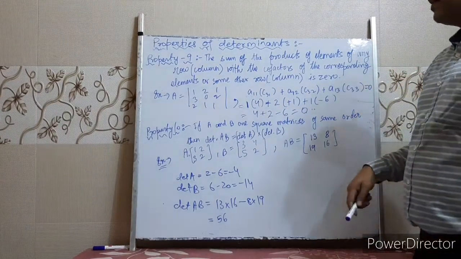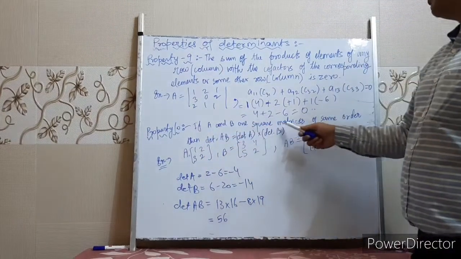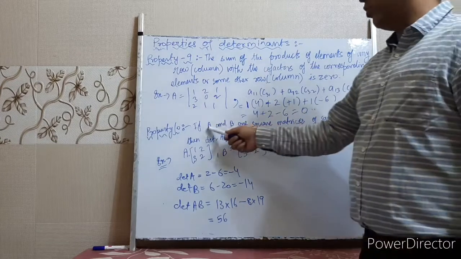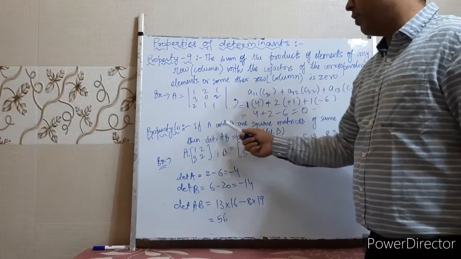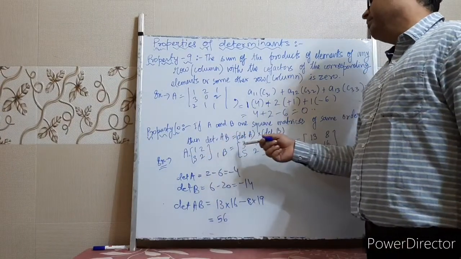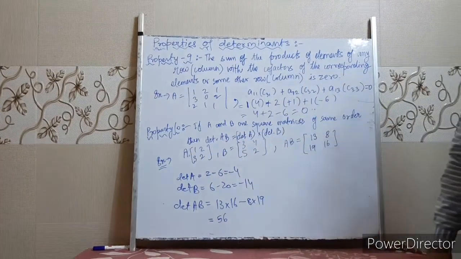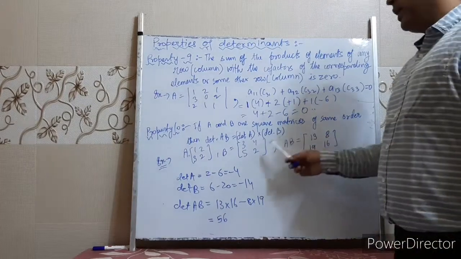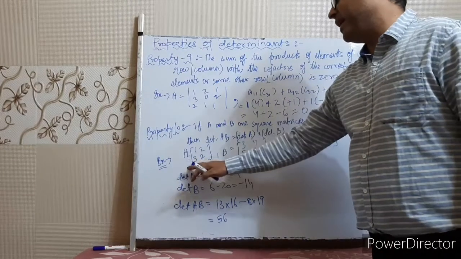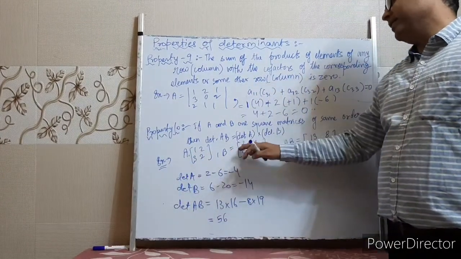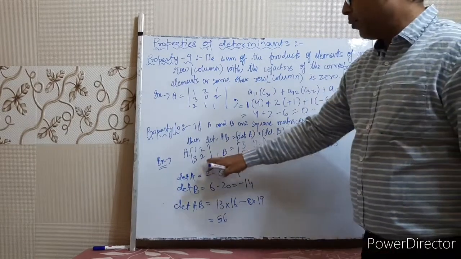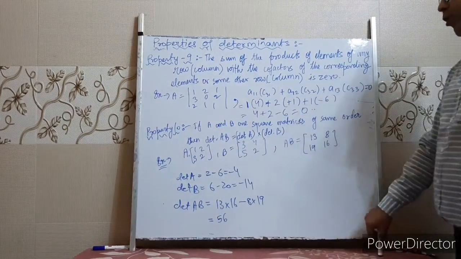Next property states that if A and B are square matrices of the same order, that means if A is order 2, then B will be order 2. If A is order 3, then B will be of order 3. Then it states that the determinant of AB will be determinant of A into determinant of B. Another property, and we discuss it by taking a simple example. Here I have taken matrix A as 1 2 3 2 and matrix B as 3 4 5 2, right? So you can see that both are square matrices of order 2.